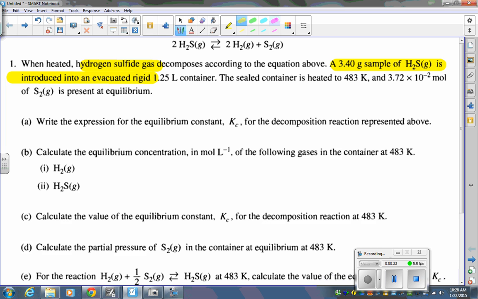If you read a little farther, you see this: 3.72 times 10 to the negative second moles of S2 is present at equilibrium. What that's telling you is this would be your E line value, and the yellow would be your I line value when you go to make an ICE table. So remember, in AP, you're really paying attention to what's the I line and what's the E line.